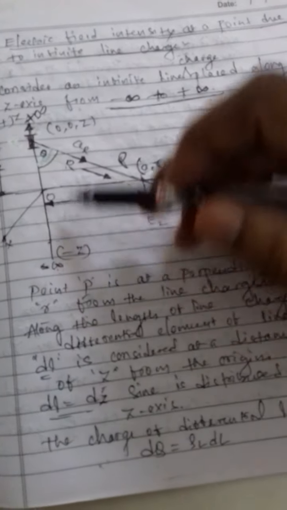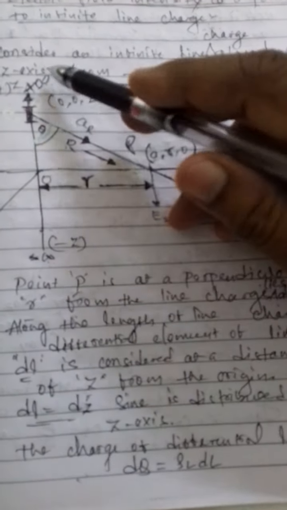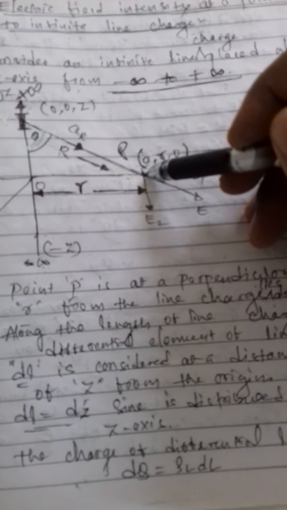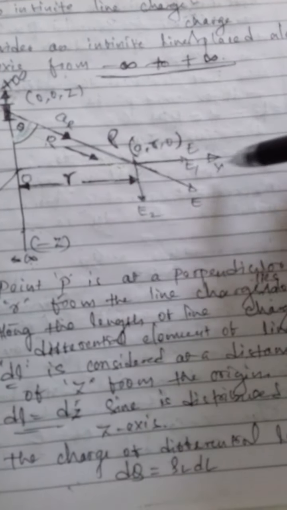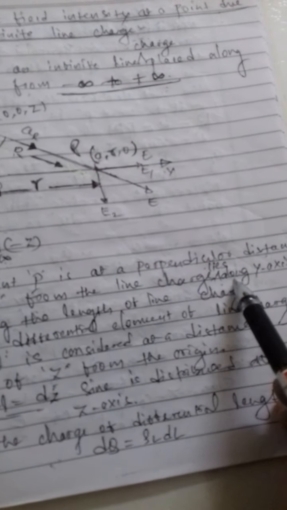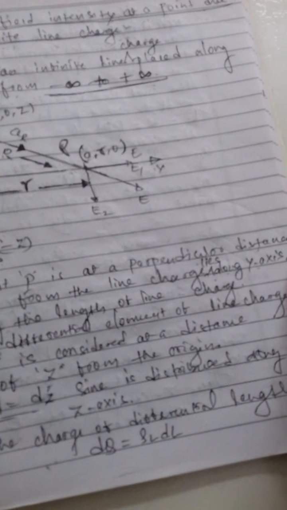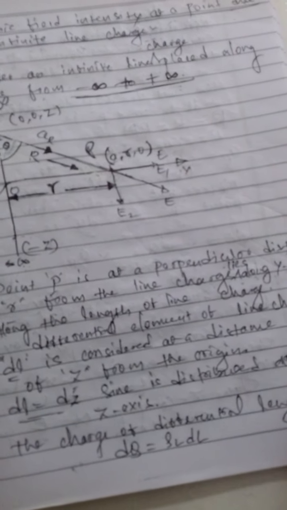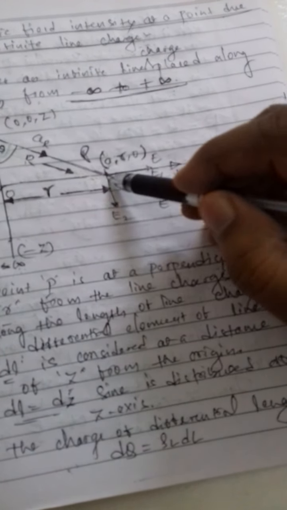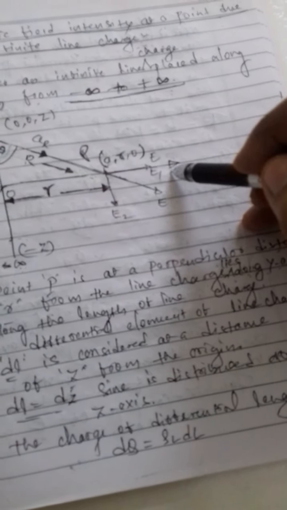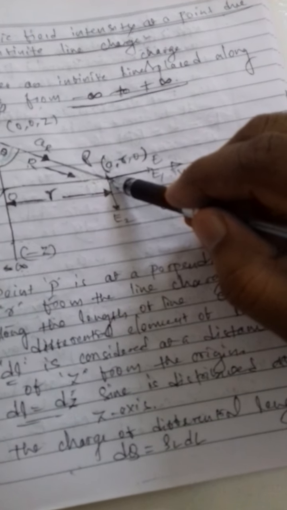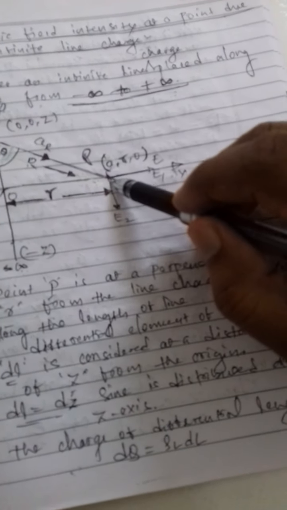Here, since the line charge is along the z-axis, the point P at which the electric field intensity is to be determined lies along the y-axis. Point P is at a perpendicular distance r from the line charge, and it lies along the y-axis.